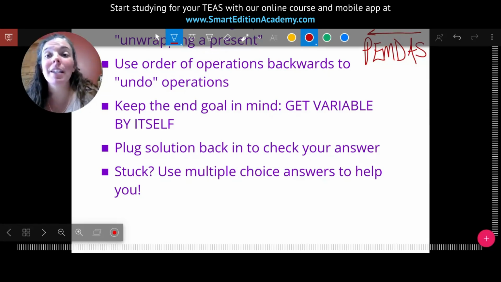And then if you get stuck, if you get to an equation that you really just can't figure out how to solve, you have no idea how to get started, most of these will be multiple choice. So I'm going to show you how you can use the multiple choice answers to help you in those situations that you get stuck.